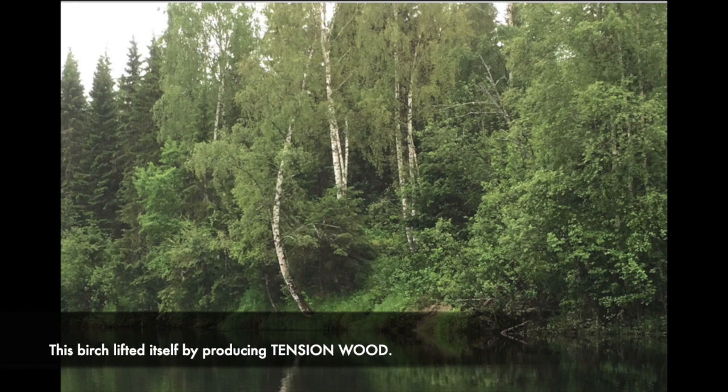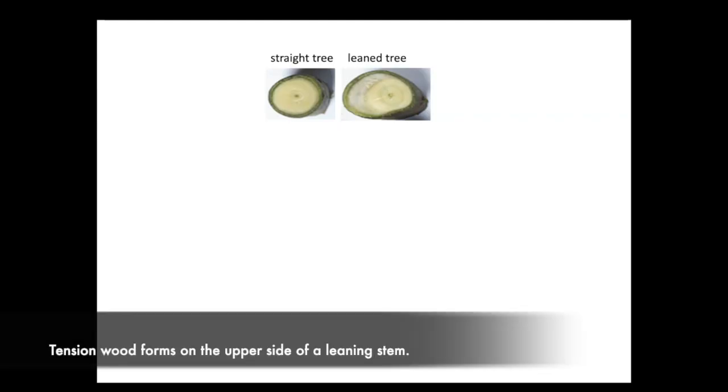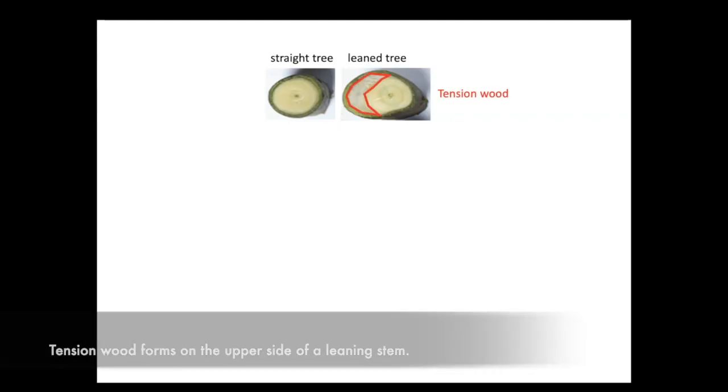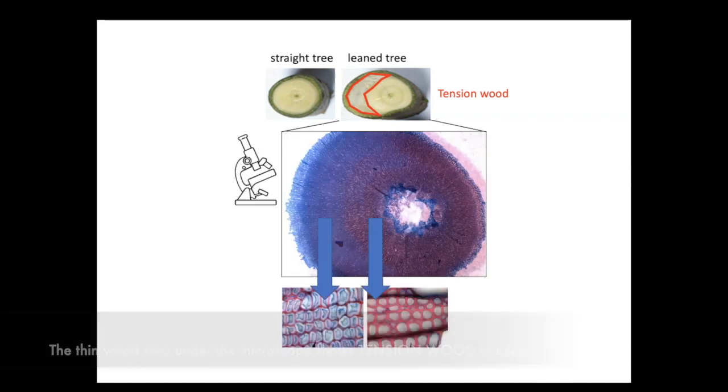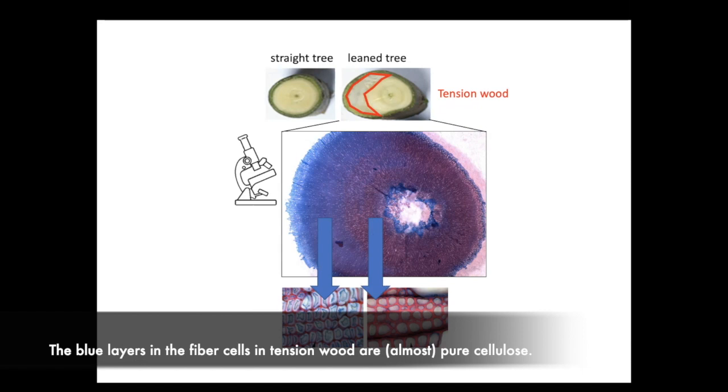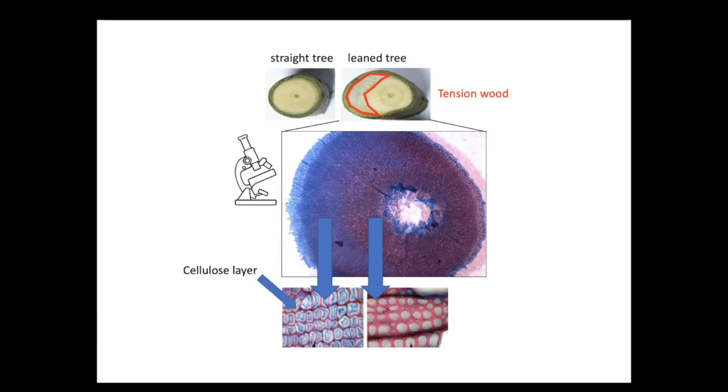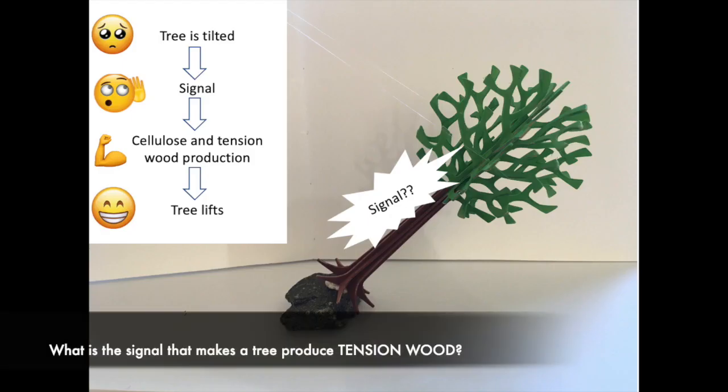This birch here has produced tension wood. Tension wood forms on the upper side of the leaning stem. Under the microscope we can stain it and you see it as blue. The blue color comes from cellulose layers in the fibers. Cellulose is made of chains of glucose and glucose can be used for bioethanol production.